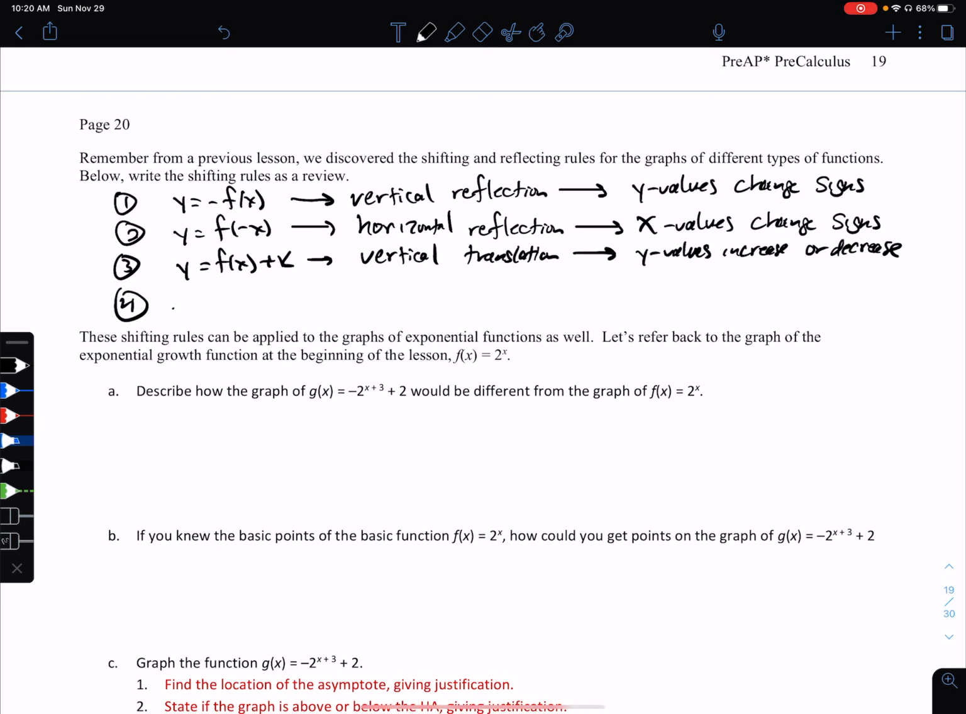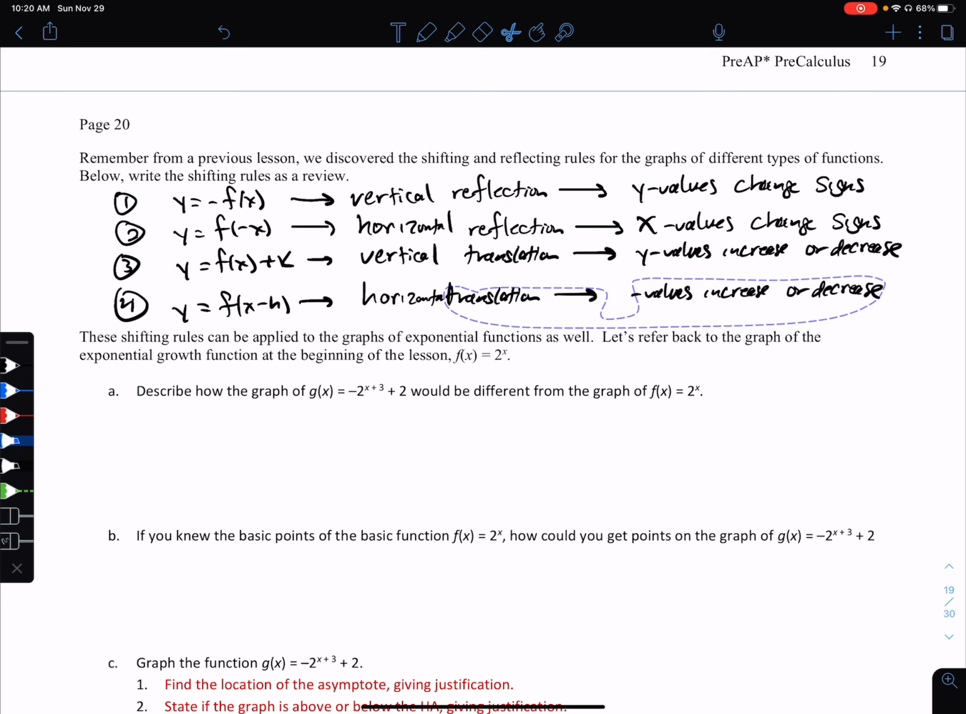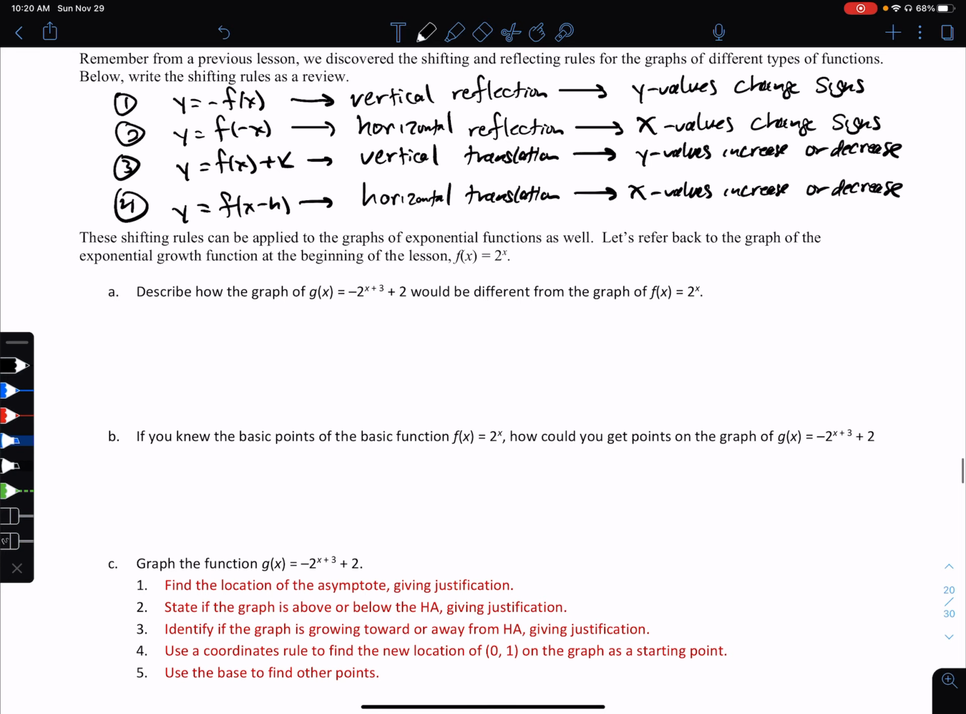If we add or subtract a number from the inside of the function, that is a horizontal translation. And the x values are going to increase or decrease. It's all review. Hopefully you're like, why are you telling me this for the 9,000th time? It's important, that's why. These shifting rules can be applied to exponential functions as well.